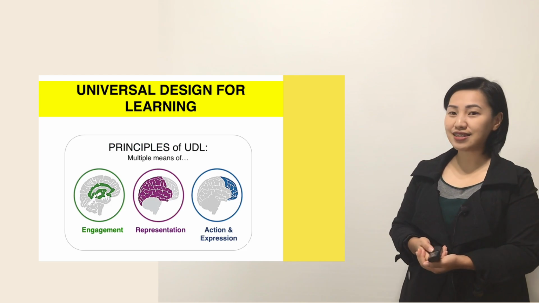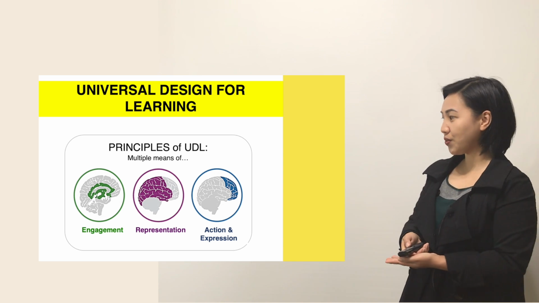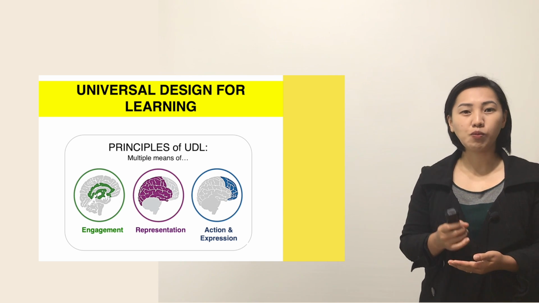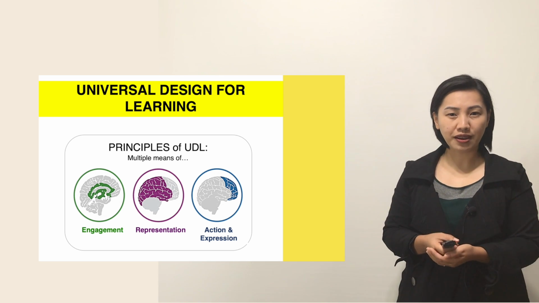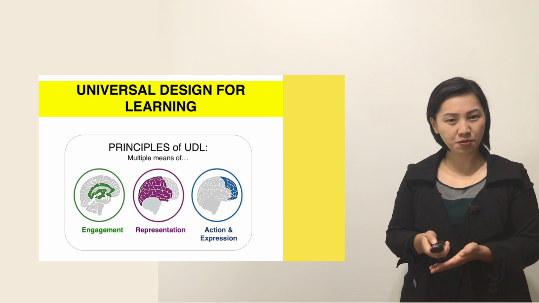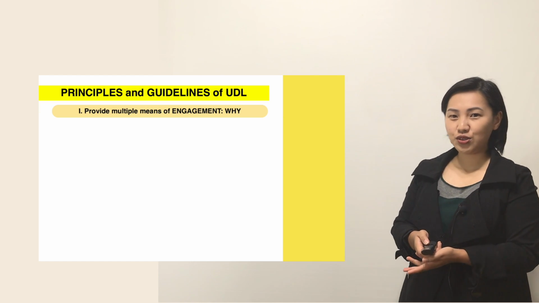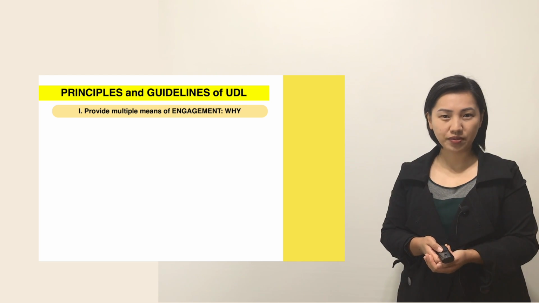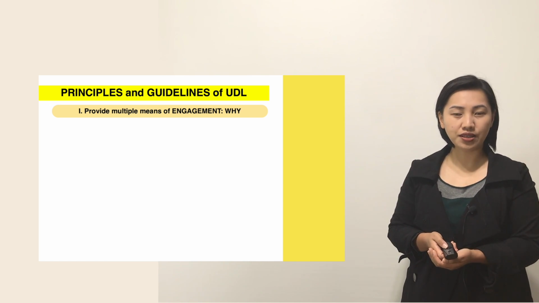Moving on, let's get to know the different principles forming UDL. So we have three, namely multiple means of engagement, multiple means of representation, and multiple means of action and expression. You might be wondering what these principles are, so let's go deeper into them. So the first principle is multiple means of engagement, providing your students several means for them to involve themselves in the lesson.